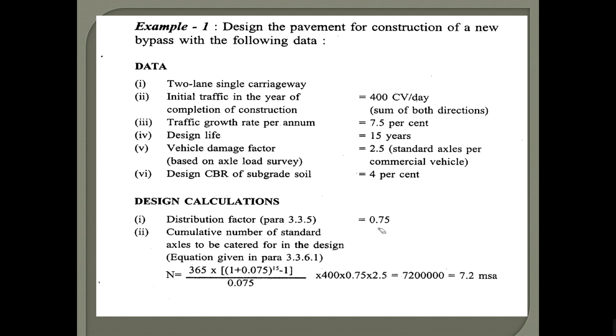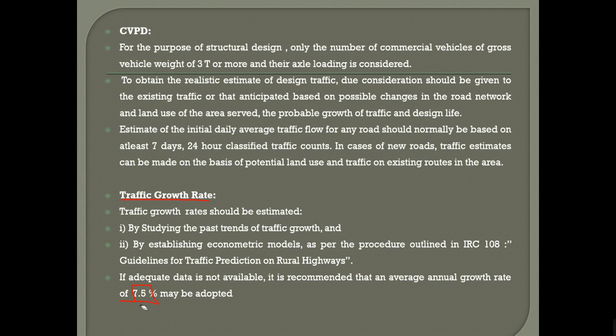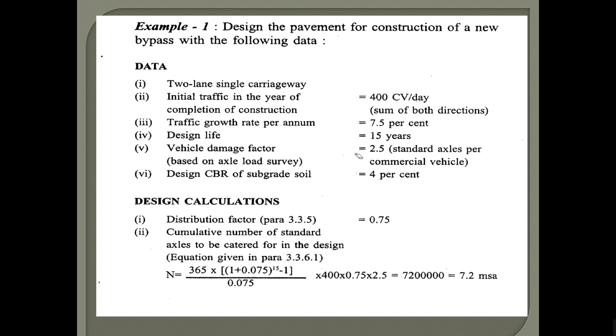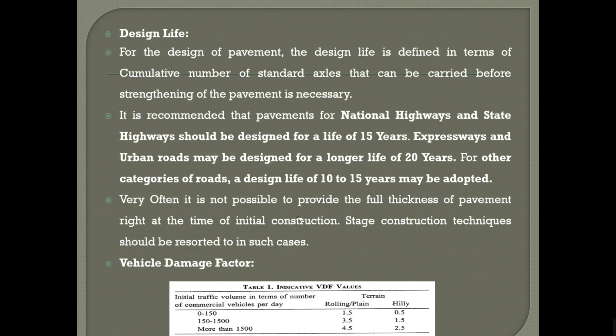And the rate of growth of traffic per annum, wherever it is not given to us, I told you to assume it to be 7.5. The traffic growth rate is 7.5. That is the value of R. The design life of the pavement: what type of pavement is it? It is a bypass. For example, we usually consider that to be a national highway. So for national highways and state highways, the design should be based on a pavement life of how much? 15 years. The n value is 15 years.